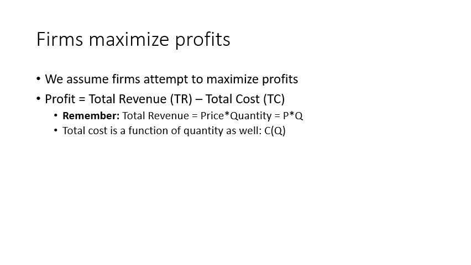Remember, total revenue is equal to price times quantity. Total cost is a function of quantity as well, C as a function of Q. This is often confused in problem sets when we're calculating profit. Profit is not equal to total revenue by itself, it's equal to total revenue minus total cost.